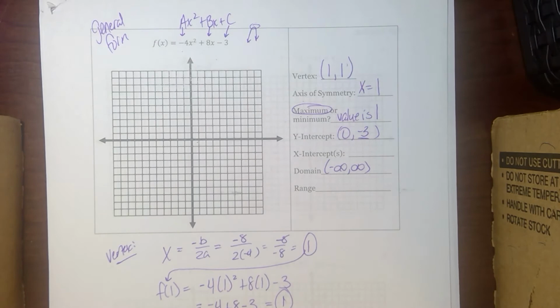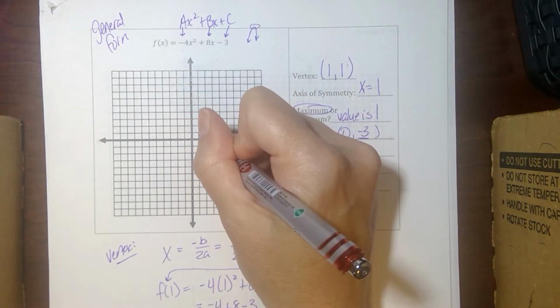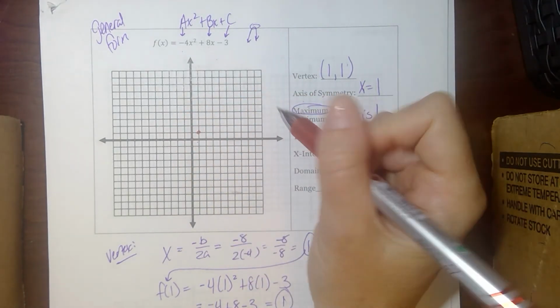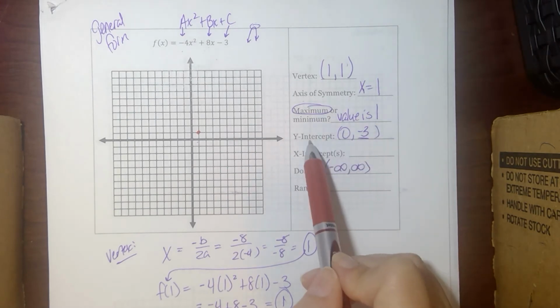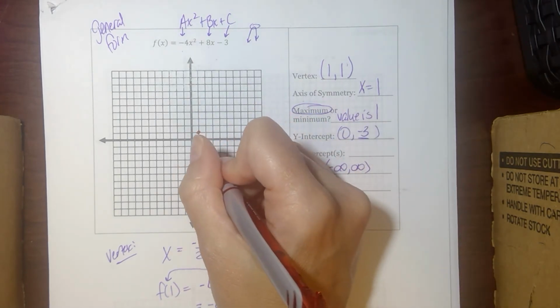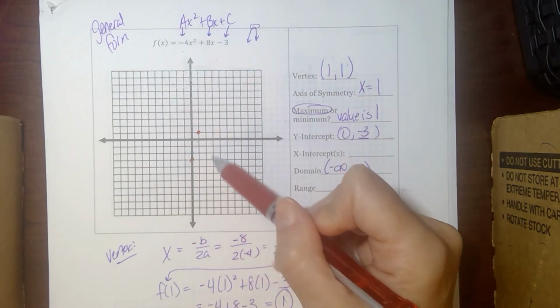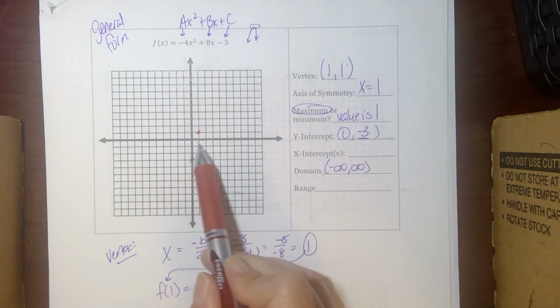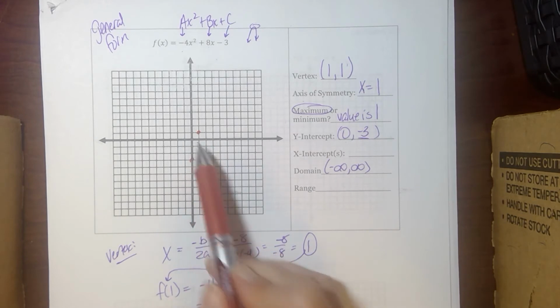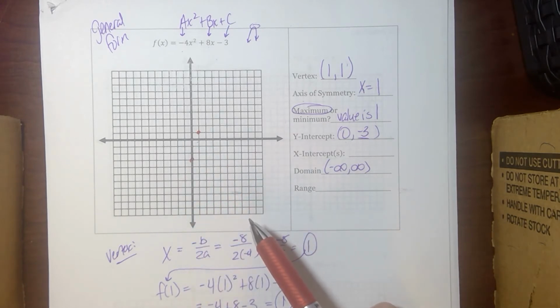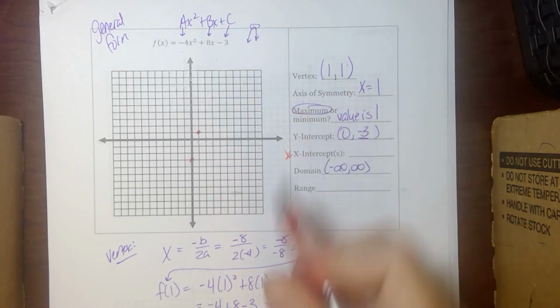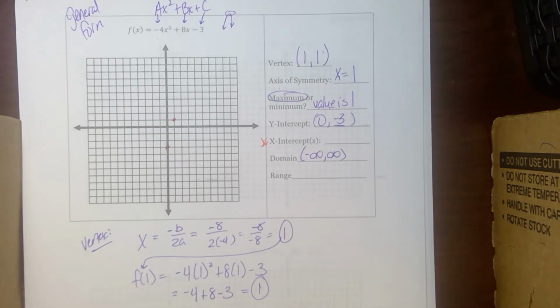Let's start our graph. We have a vertex at 1, 1 right there. We know our y-intercept is at 0, -3. So that works because that makes my parabola turn upside down. What I need to know before I complete my graph, what are those x-coordinates for my x-intercepts? Well, to find my x-intercepts, I'm going to have to come down here and do a little bit of work.